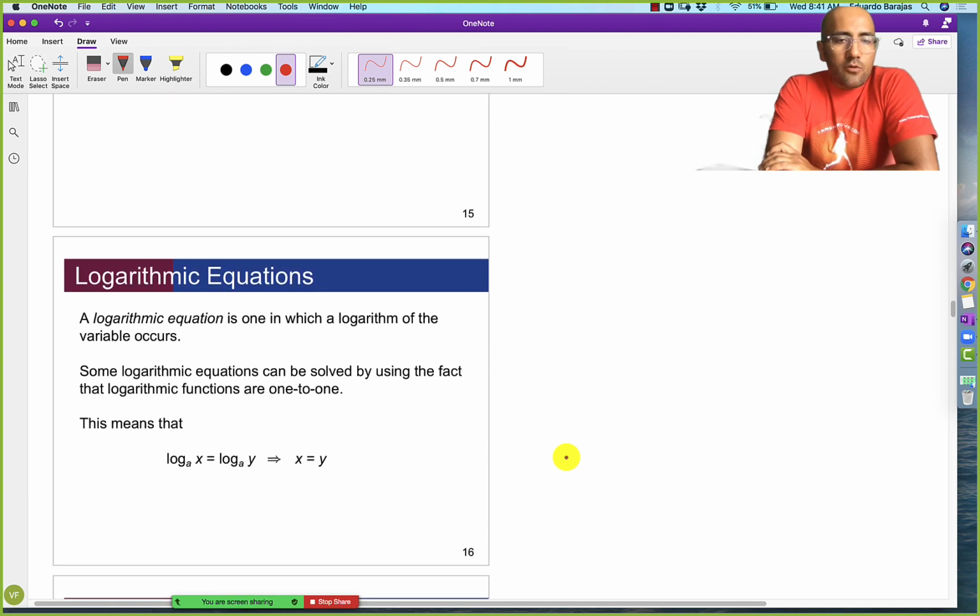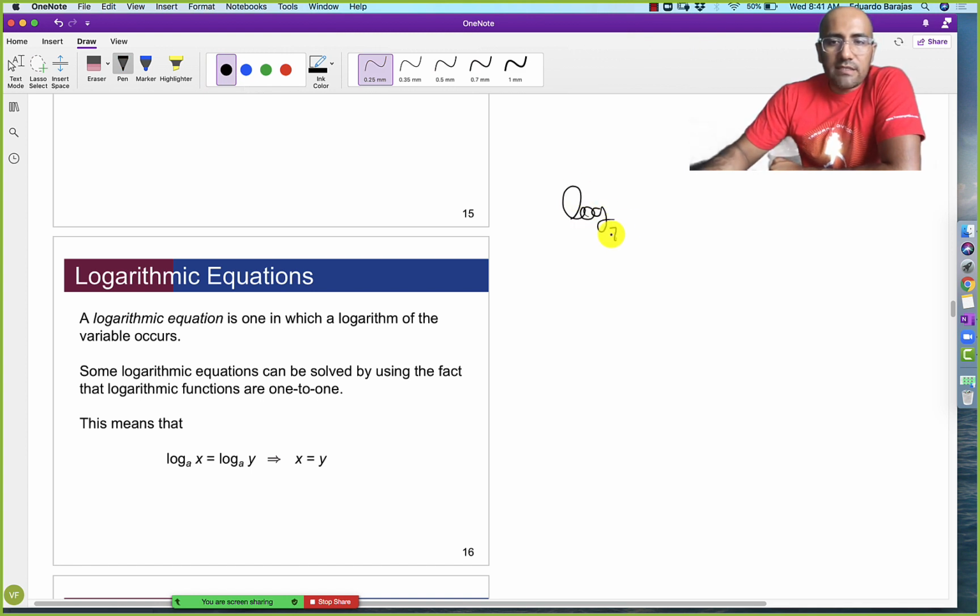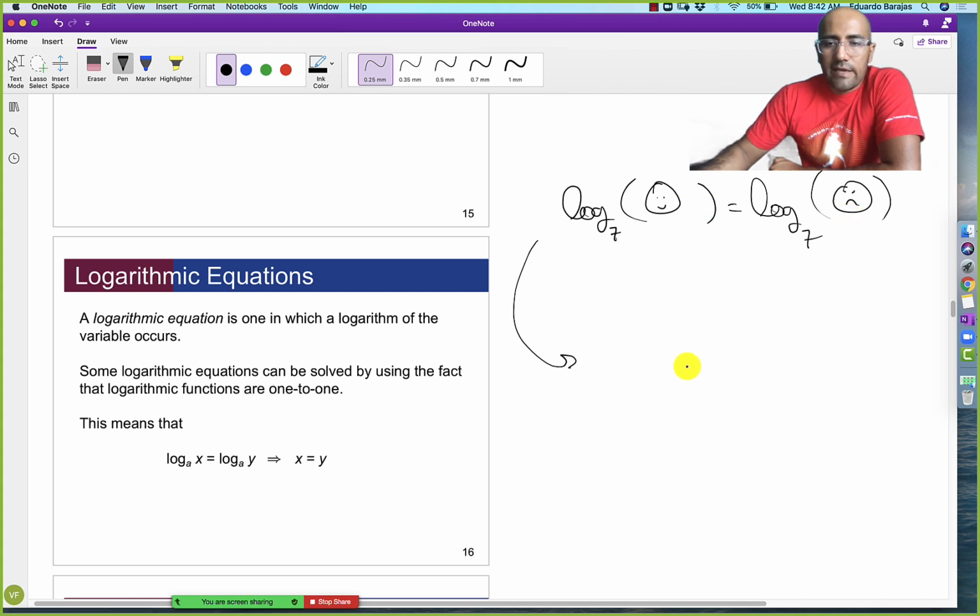Okay, logarithmic equations. Logarithmic equations are going to be similar. We have equations we're trying to solve, and we get to use logarithms as a way of solving them. And we want to be able to apply this statement here, that if an equation has, say, log base 7 of something, happy face, is equal to log base 7 of something, sad face, well, whatever these are, they must be equal to each other, right? They both have the same base, so this property is saying that they must both have the exact same argument. That must mean that this is equal to this.